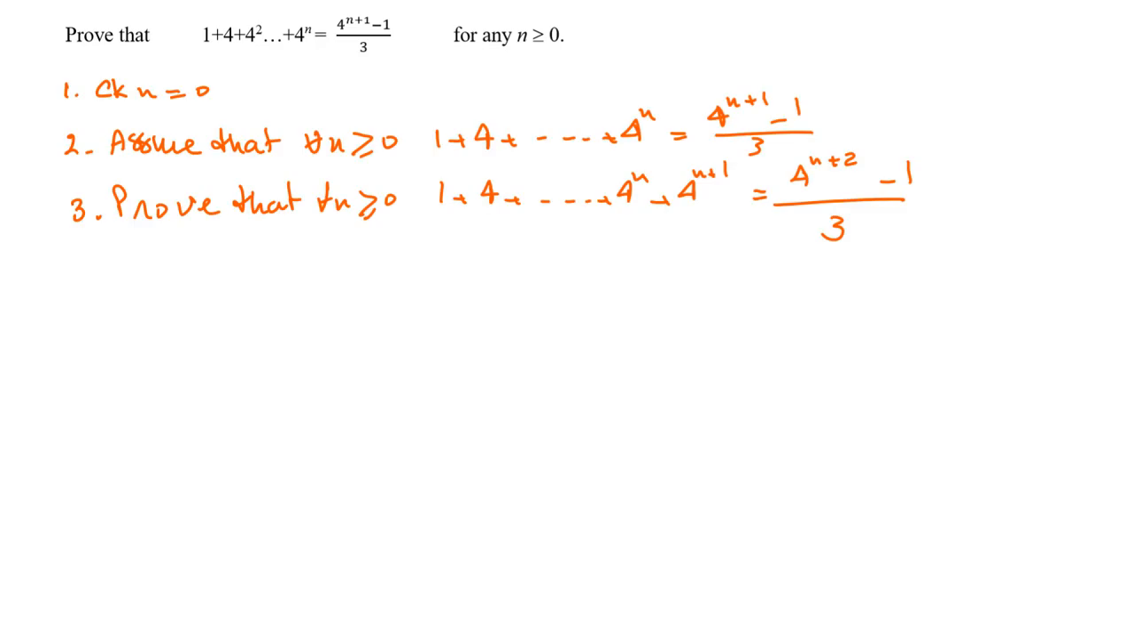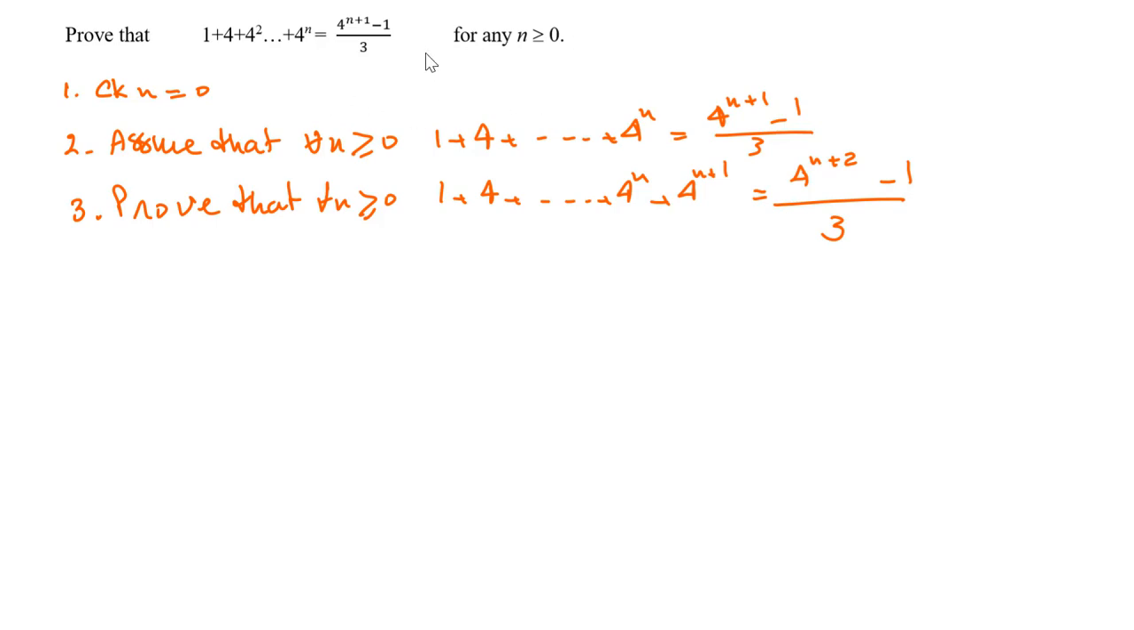Let's see another example. Here we need to prove that 1 plus 4 plus 4 squared plus all the way to 4 to the n is equal to 4 to the n plus 1 minus 1, over 3. So again, we're going to try to write the 3 steps. So here are the 3 steps.